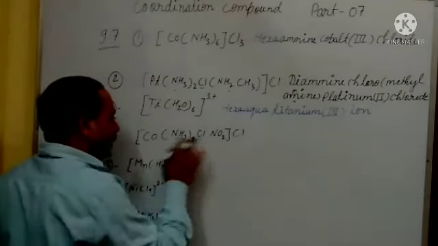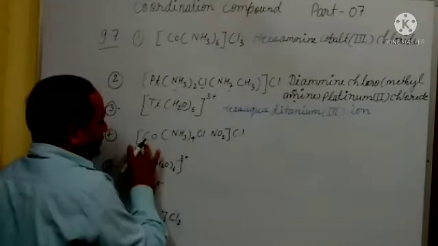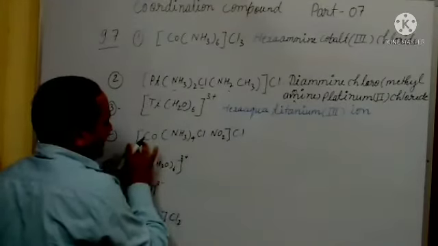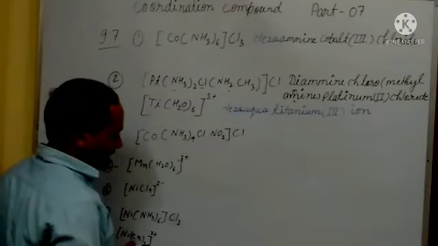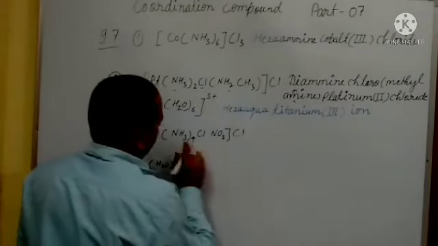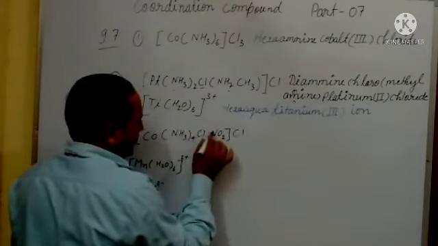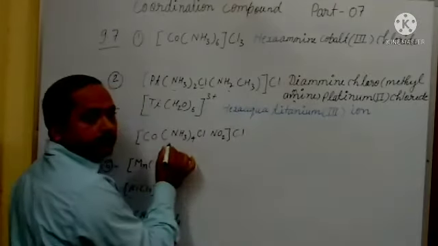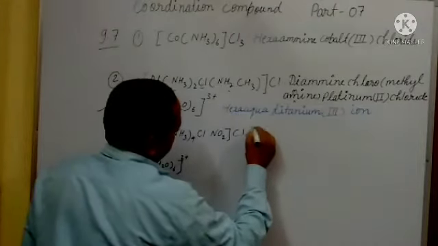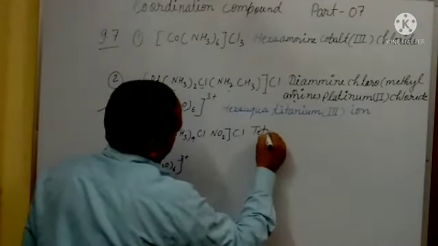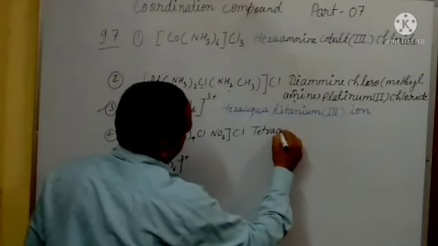There are 3 types of ligands. The positive portion is this, and we will write its name at the start. But in this, first we will write the names of the ligands in alphabetical order: A, C and N. So we will take this first. What is tetra? Tetraammine.